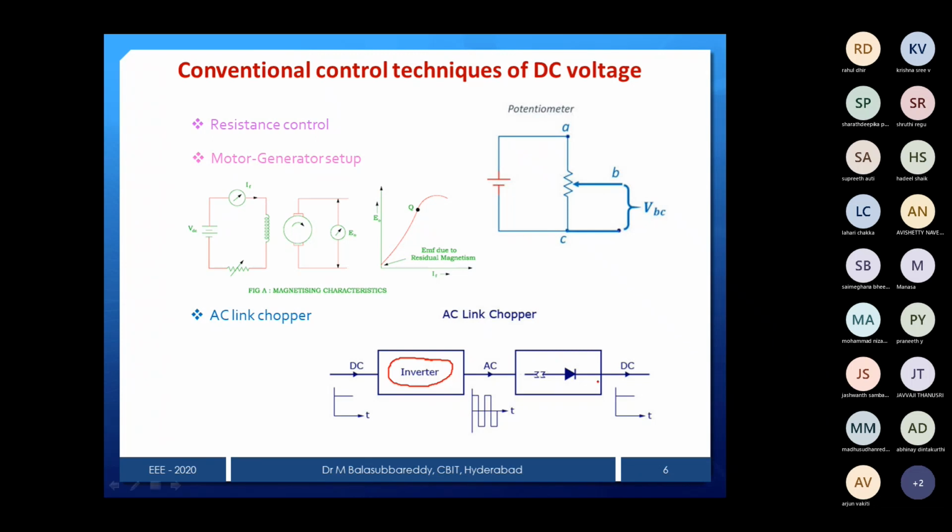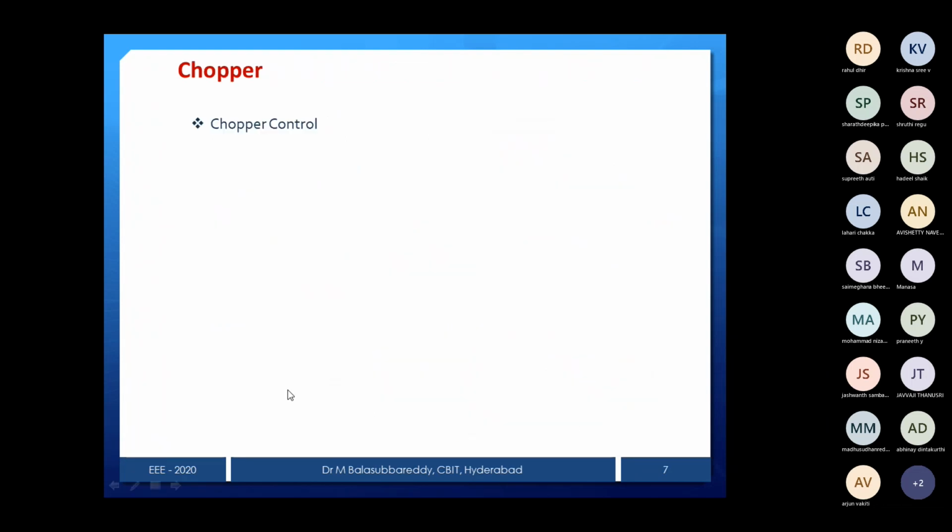By controlling the output voltage, we are using semiconductor controllers, the inverter as well as the diode rectifier. So this third, or conventional, method is also not preferable. And finally, we are using a chopper.